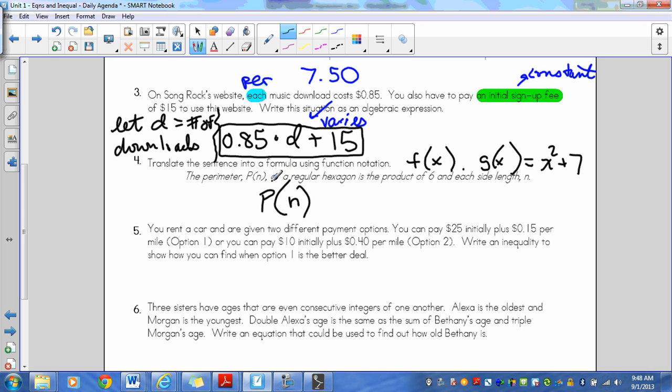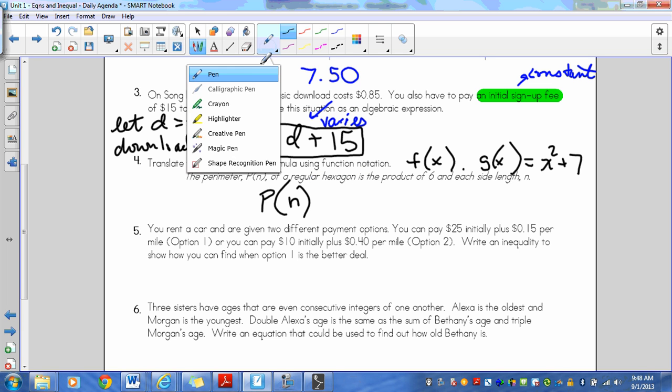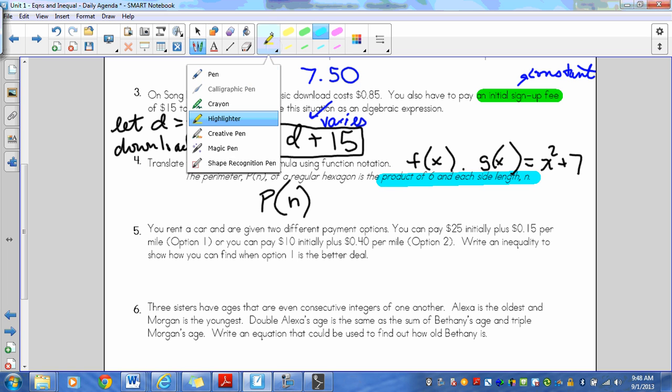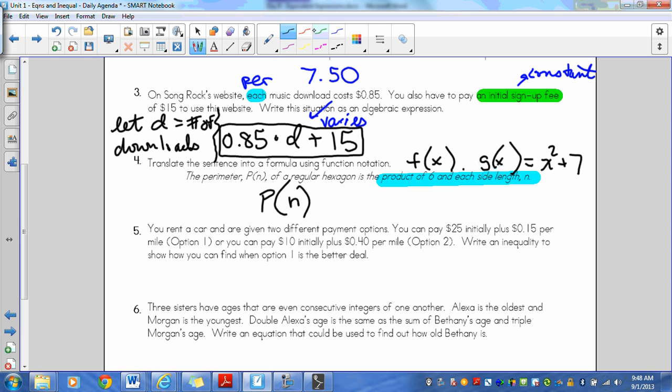It says, write a function to represent the perimeter p of n of a regular hexagon. And how you represent this is that it is the product of 6 and each side length n. What does product mean? Product means to multiply. So we're going to multiply 6 times each side length n.